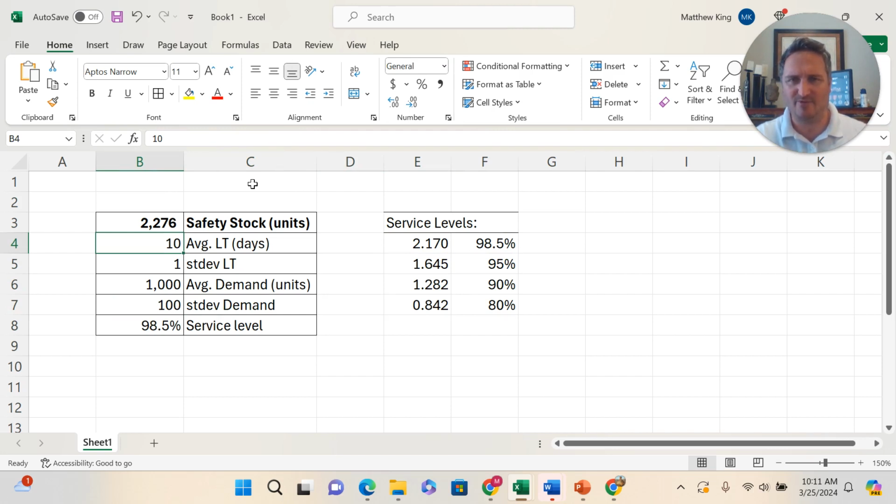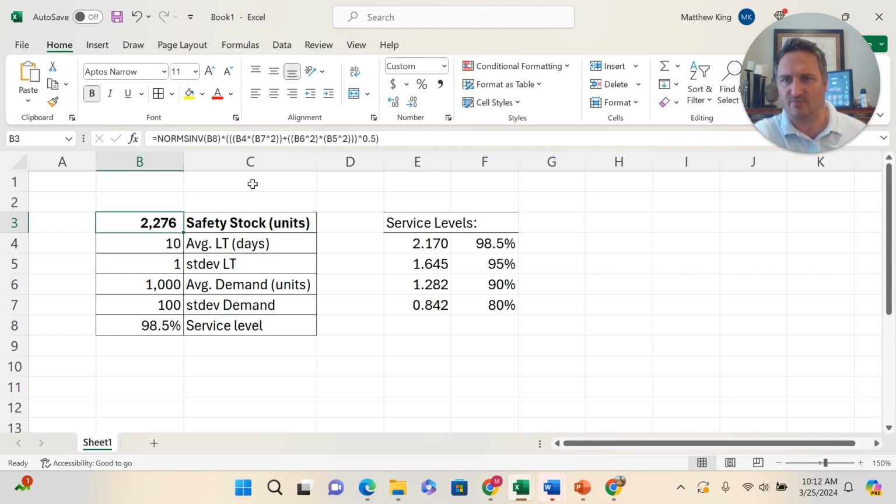So the average lead time from the factory to the distribution center is 10 days. Standard deviation plus or minus 1 day. Average demand from the distribution center to the stores is 1,000 mousetraps per day. Standard deviation of plus or minus 100. And we're using a 98.5 service level, which is pretty standard in the consumer products industry.